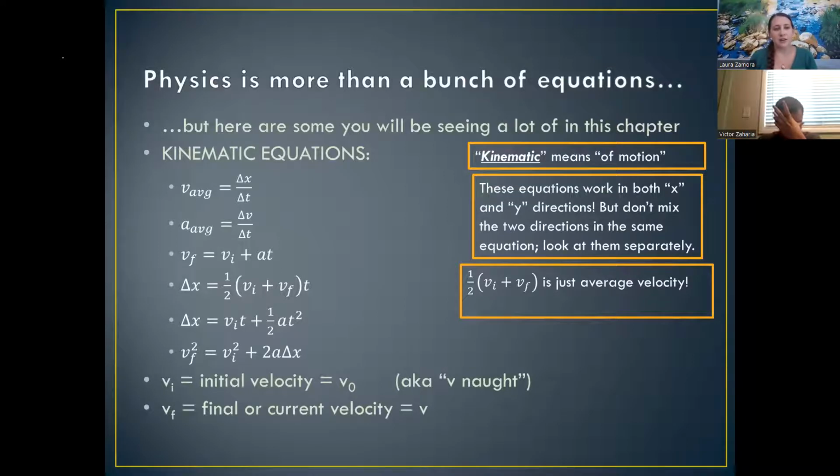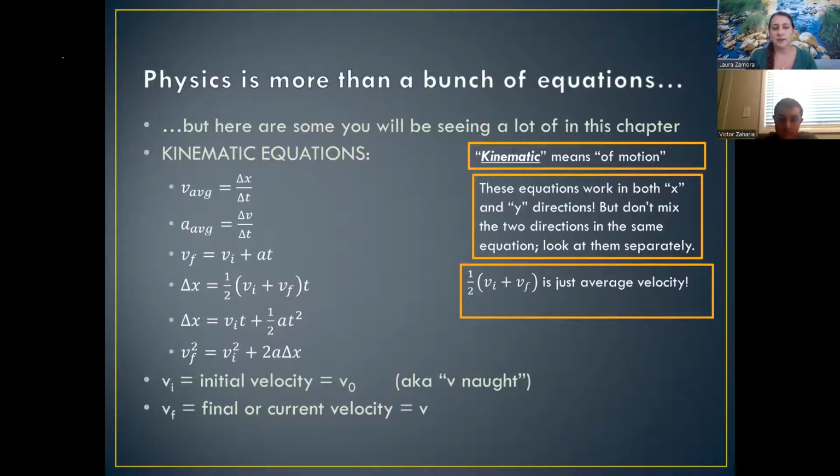But here are what I refer to from here on out as the kinematic equations. There are a lot of different equations that pertain to motion that will be used throughout this class and Physics 1 and beyond. These equations work in both the X and the Y directions, as long as you keep those directions separate. If you're dealing with horizontal motion, typically you'll use the variable X. If you're dealing with vertical motion, you'll use the variable Y most often.